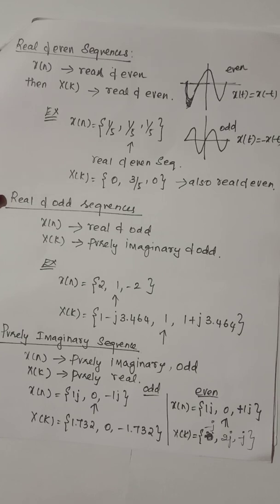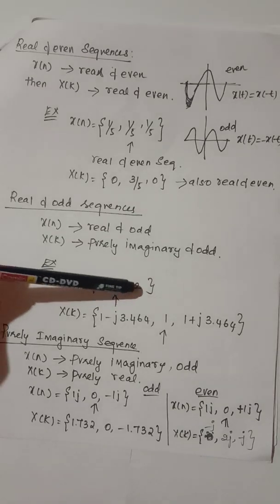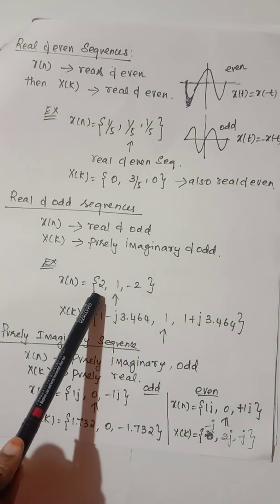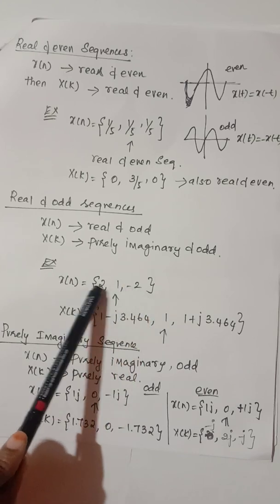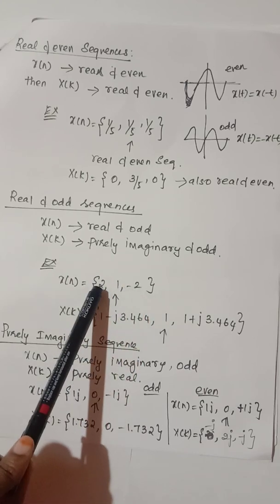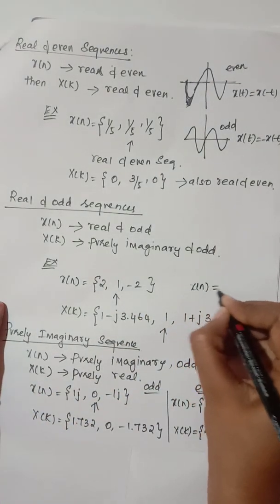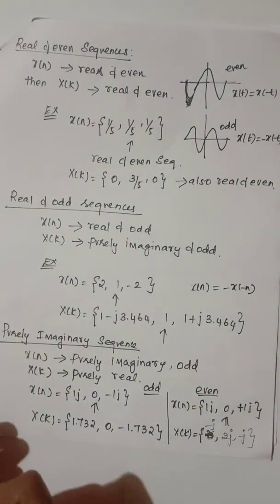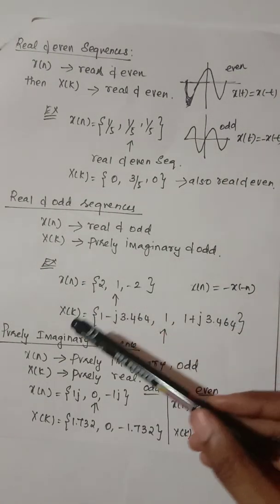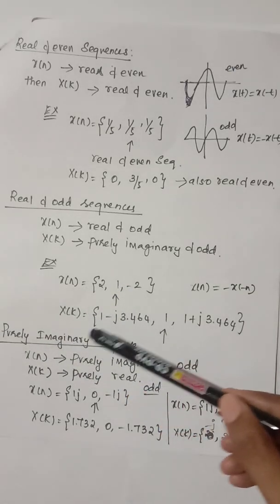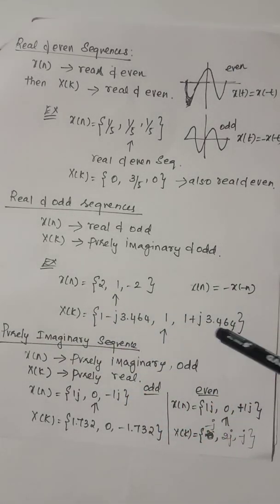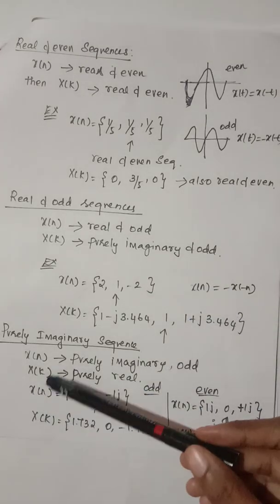Now consider another combination, the real and odd sequence. If x of n is real and odd, x of k will be purely imaginary and odd. Take x of n equal to 2 1 minus 2, where 1 is the value at the origin, here it is plus 2, and here it is minus 2. That is an odd sequence, satisfying the condition x of n is equal to minus x of minus n. Now when you obtain the DFT for this, I am getting an imaginary sequence. So this is the second combination. Now see the third one.